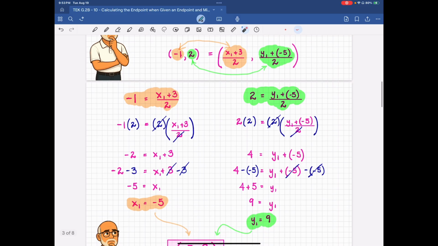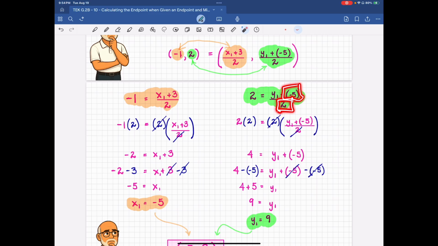So let's move over to that second half, the y1 values. I'm going to pull that equation down, and I'm going to get 2 is equal to this. So 2 equals y1 plus a negative 5 all over 2. I want to get y1 by itself. In order to do that, I need to get rid of this and this. And so we're going to start with the 2 first.